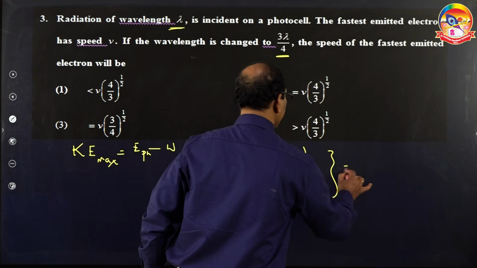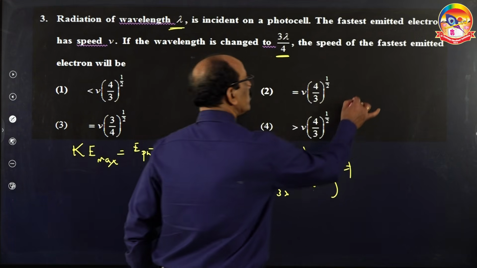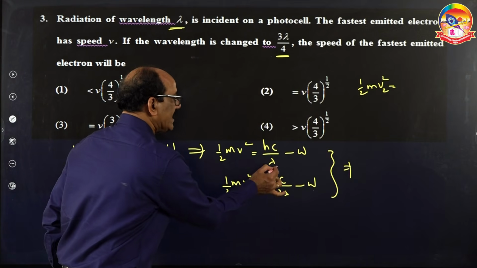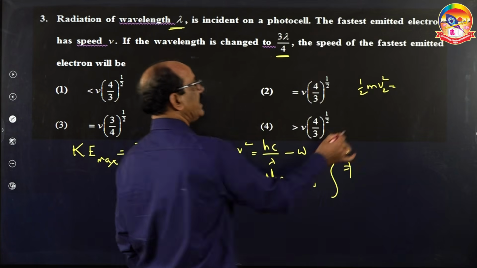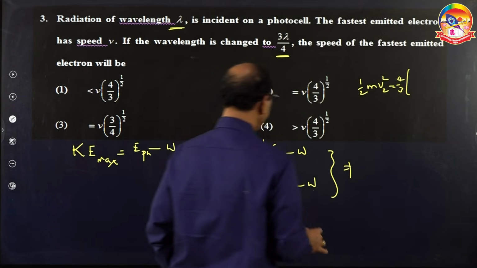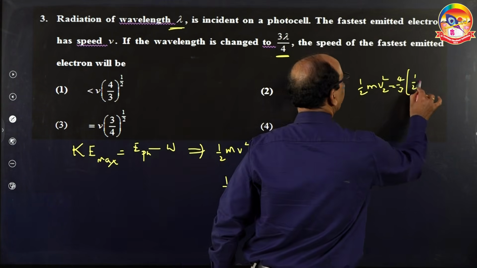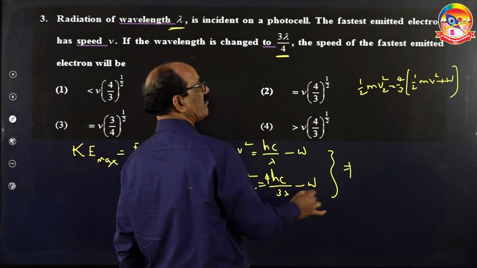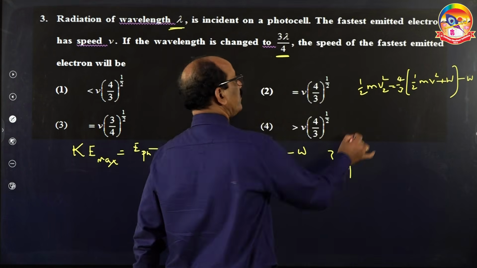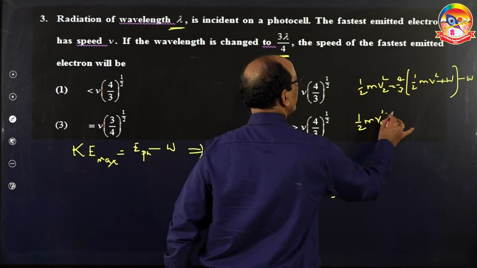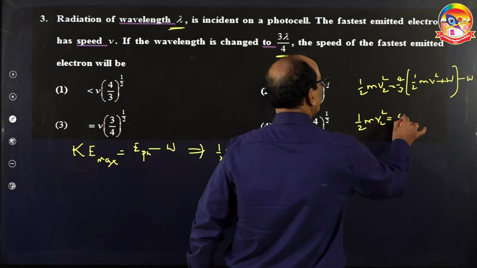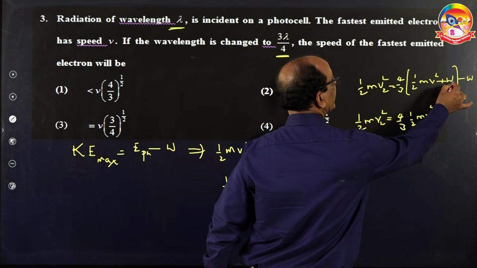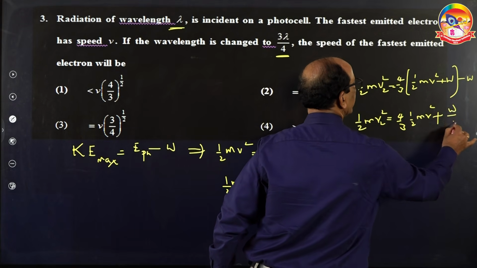So if you rewrite this expression, half mv2 square is equal to 4 by 3 times hc by lambda. Instead of hc by lambda, I am writing half mv square plus work function. But already in this expression we have minus w. So if you rewrite this expression, half mv2 square is 4 by 3 times half mv square plus 4 by 3 w minus w, that is w by 3.